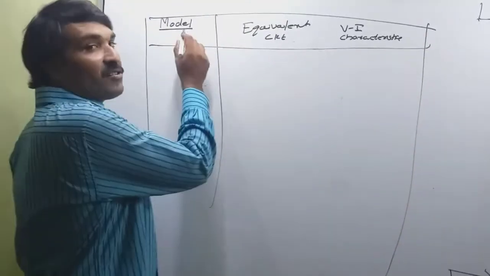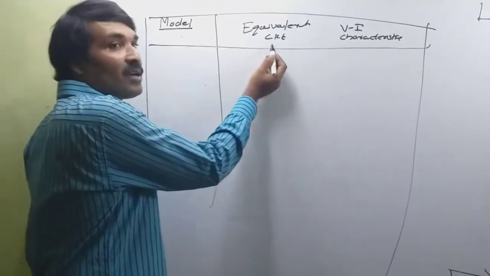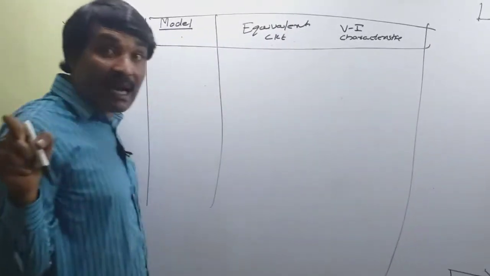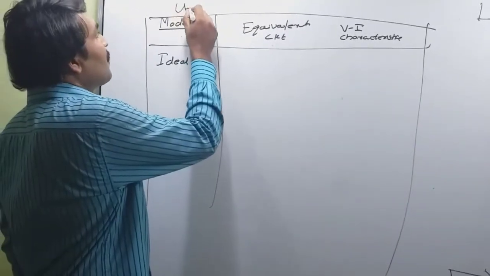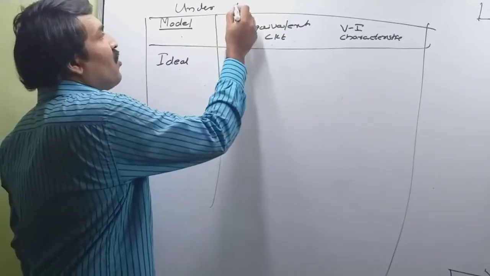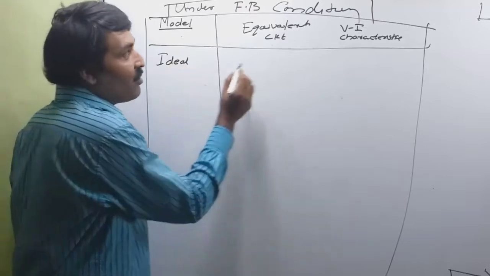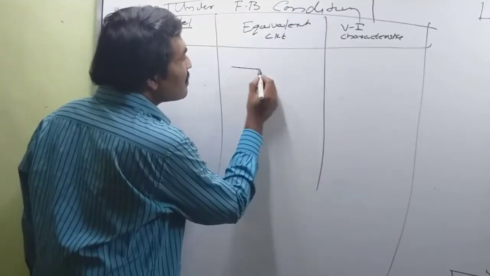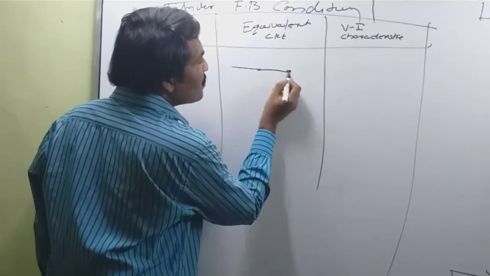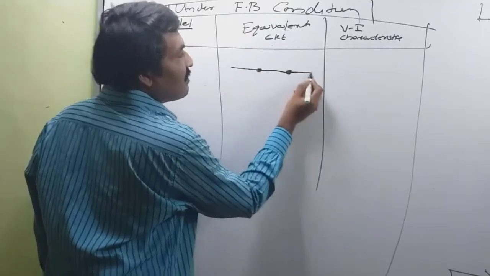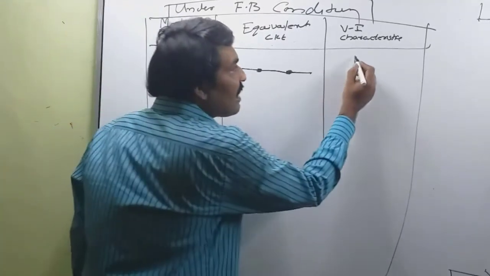So let us discuss the diode model, equivalent circuit, and its VI characteristics. Under forward biased condition, for an ideal diode, the equivalent circuit is a closed switch. This is the equivalent circuit. And the VI characteristics.